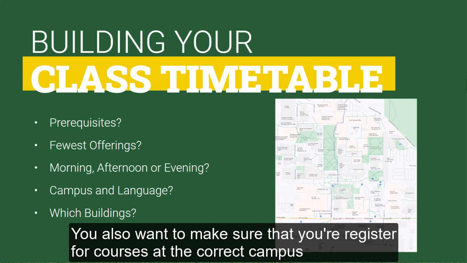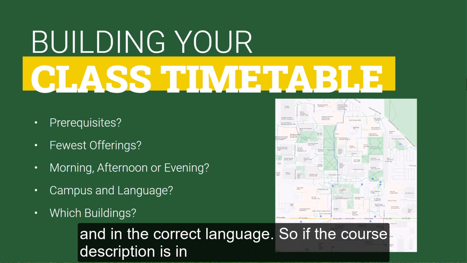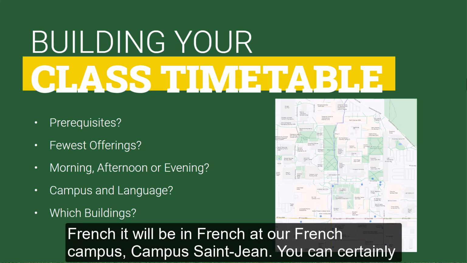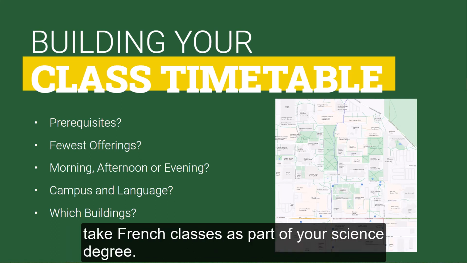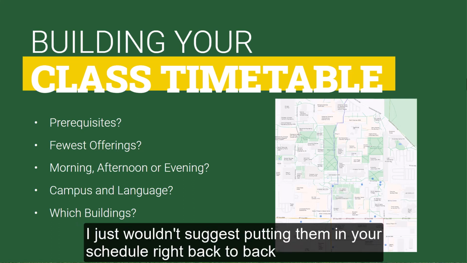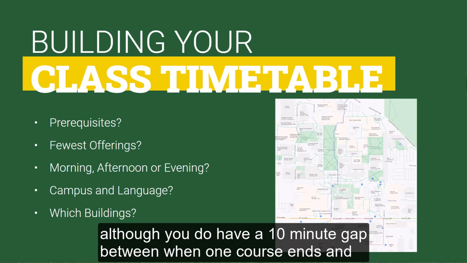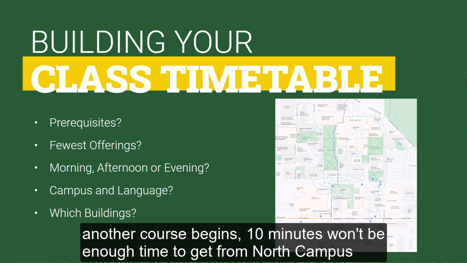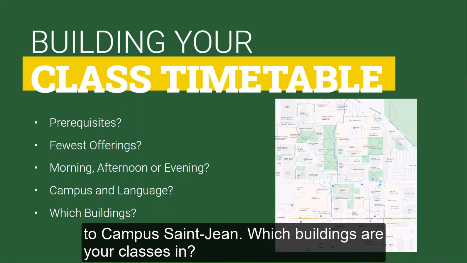You also want to make sure that you're registering for courses at the correct campus and in the correct language. So if the course description is in French, it will be in French at our French campus, Campus Saint-Jean. You can certainly take French classes as part of your science degree. We do have a shuttle bus that goes between both campuses. I just wouldn't suggest putting them in your schedule right back to back, because although you do have a 10-minute gap between when one course ends and another course begins, 10 minutes won't be enough time to get from North Campus to Campus Saint-Jean.